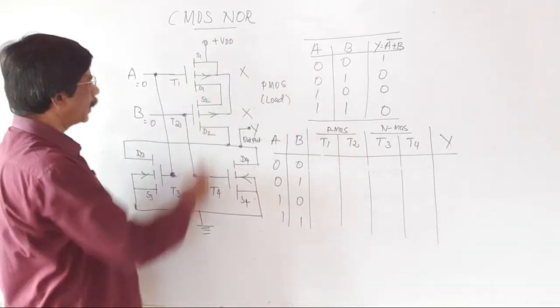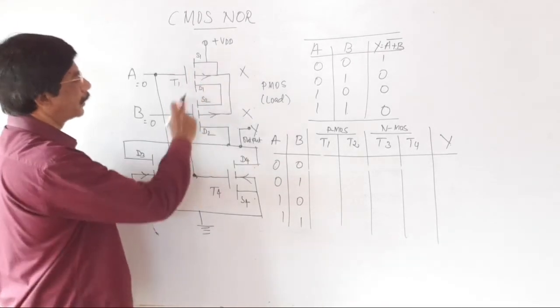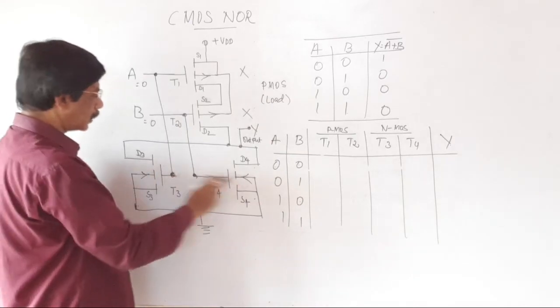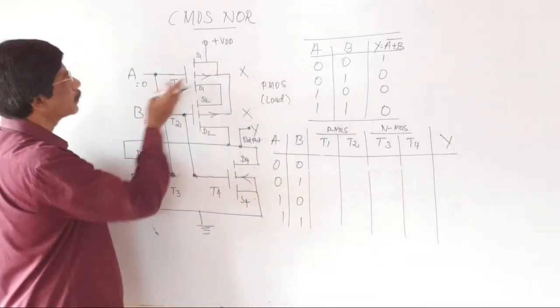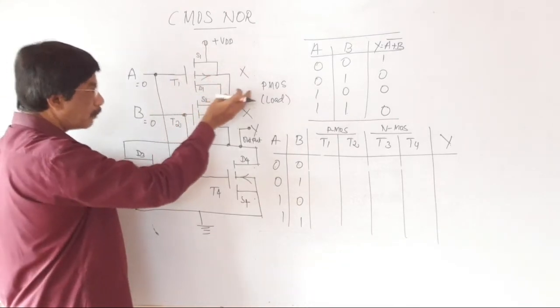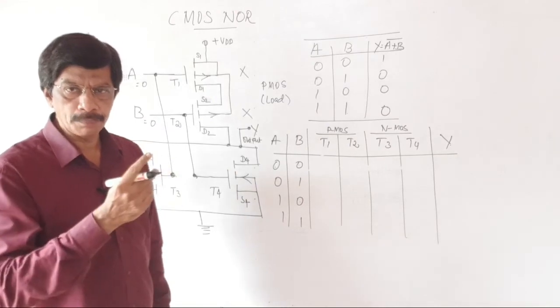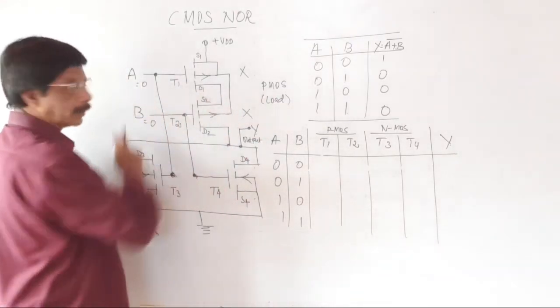In this CMOS NOR gate, both PMOS transistors are in series. Both NMOS transistors are in parallel. When the input to the PMOS gate is low, it is switched on. When the input to the PMOS gate is equal to 1, it is switched off.